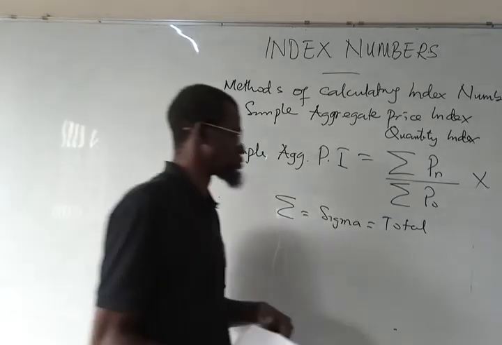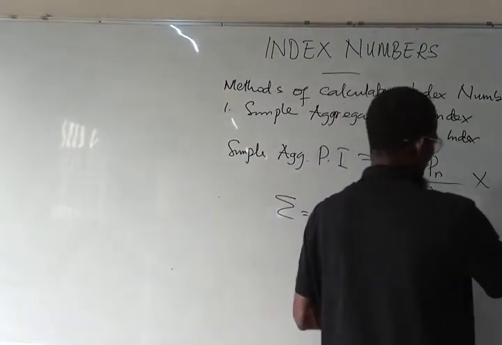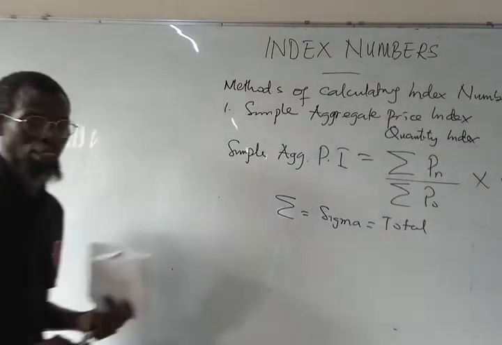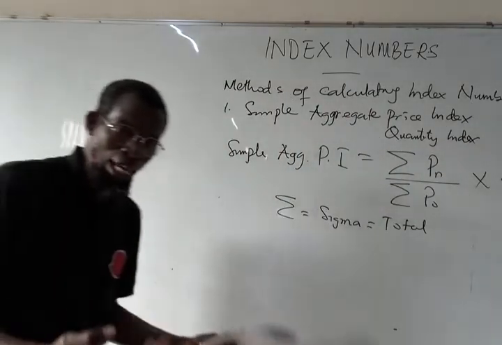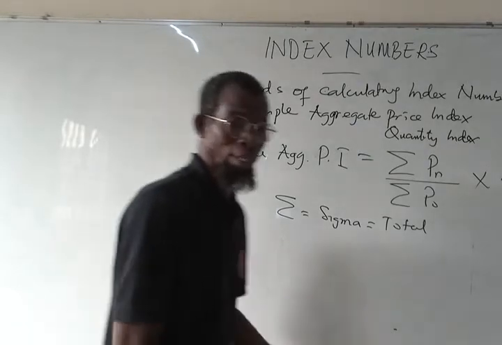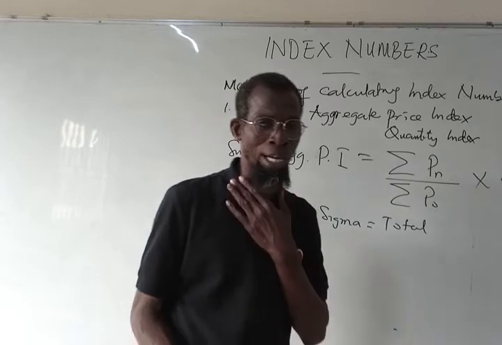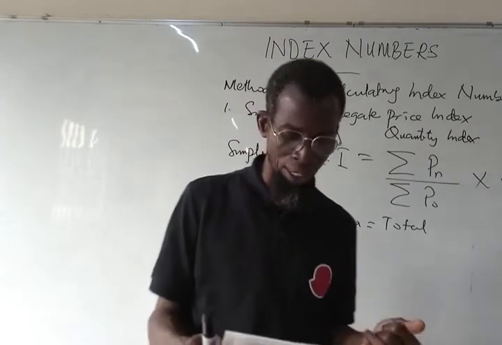We call it sigma, then times 100 over 1. So you can see it's still the same thing, like what we have been saying, what we have been doing, but now we're just looking at the method we can use to do this again.